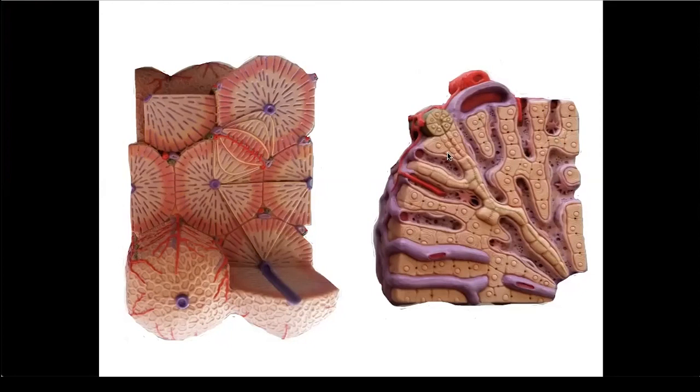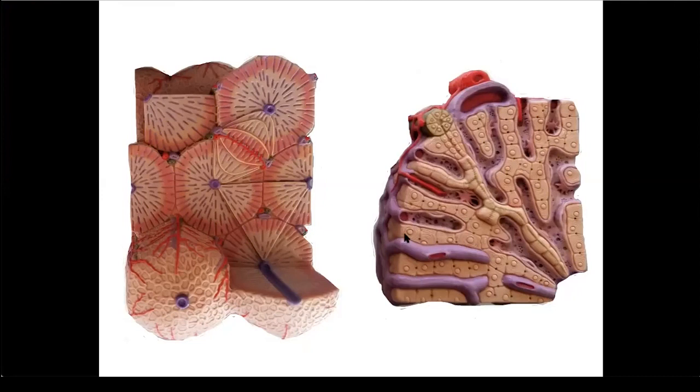This is an enlarged section of a lobule. The central vein would be located here. This is the portal triad consisting of the bile duct, a branch of that, the hepatic portal venule, and the hepatic arteriole. The tan cells are called hepatocytes. These are your liver cells.